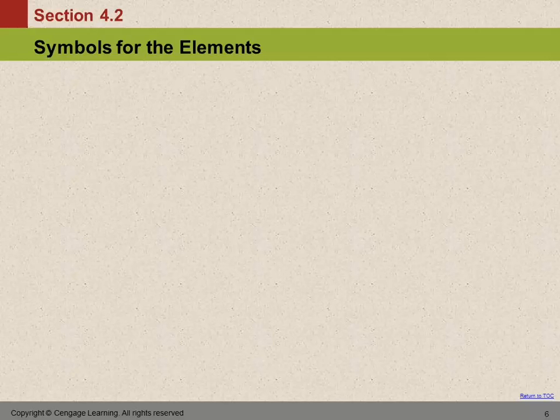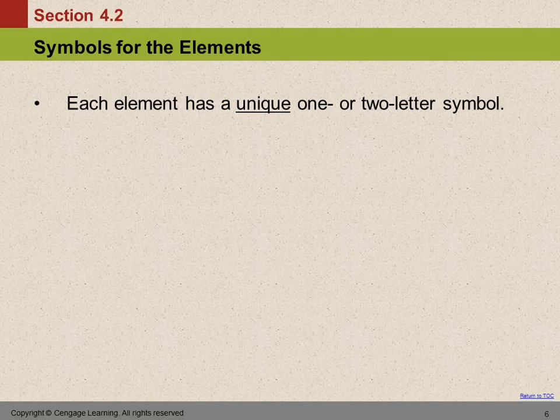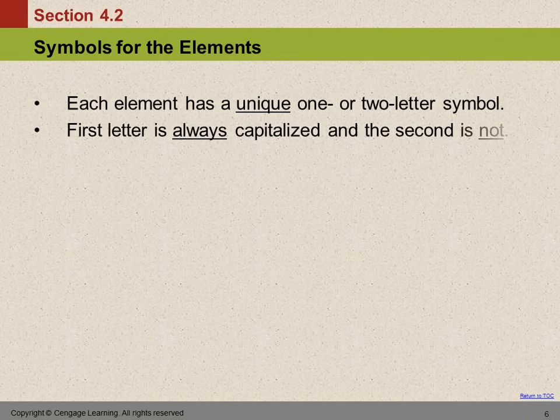Symbols for the elements. So I made you learn these, just rote memorization. Now we're going to explain them a little bit. Every element has a unique symbol. Some of them are one letter, some of them are two letters. Maybe you noticed that. The first letter is always capitalized. The second, if there is one, is not ever.